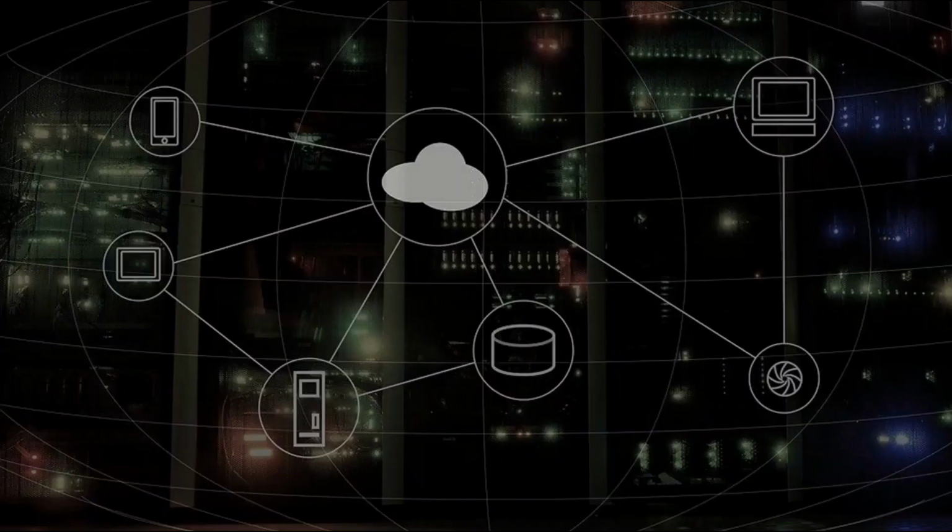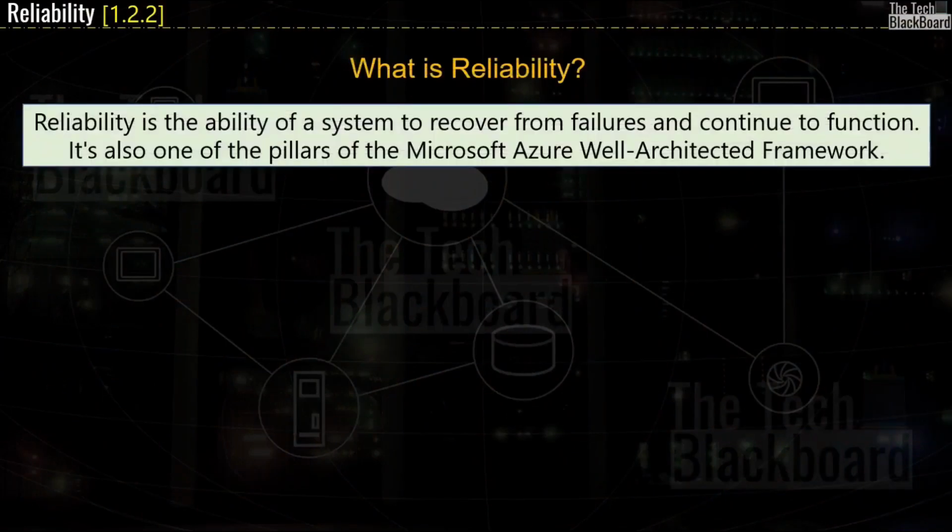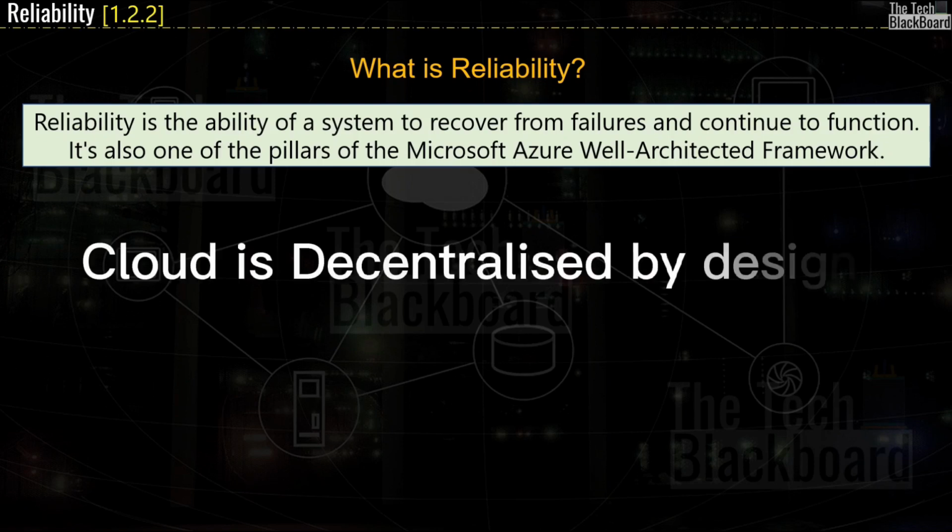Now let's move ahead to section 1.2.2 and understand what is reliability. So reliability is the ability of a system to recover from failures and continue to function. It's also one of the key pillars of the Microsoft Azure Well-Architected Framework. And friends, you have to understand that cloud is decentralized by design, and this naturally supports a reliable and resilient infrastructure. You can design your application to automatically take advantage of this cloud reliability.